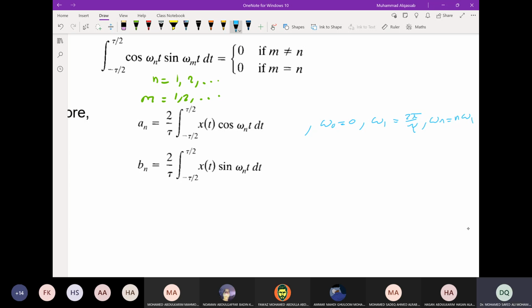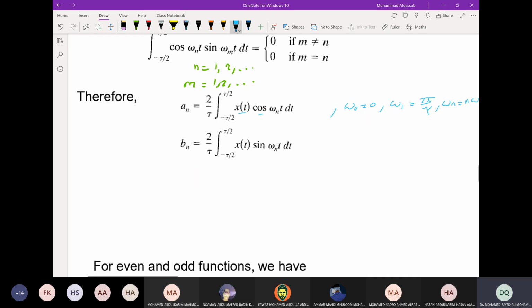So A0 is 2 over tau integration of x of t only. And A1 or An in general is this equation. The same thing for Bn is 2 over tau integration from 0 to tau, or from minus tau over 2 to tau over 2 of x of t sine omega n t. This integration of the functions cosine and sine can be further simplified.